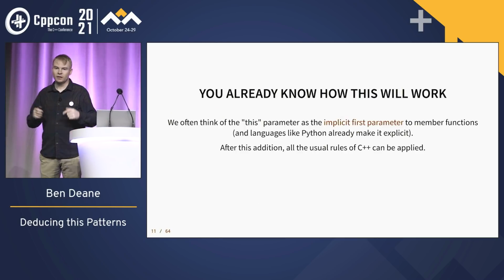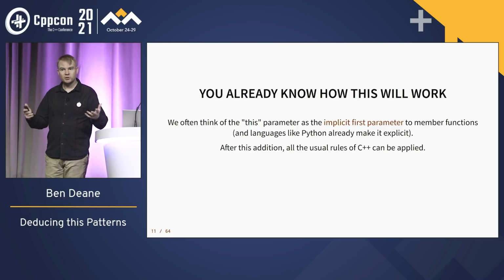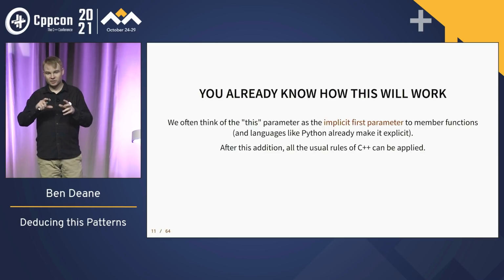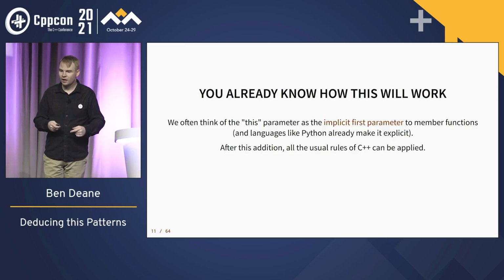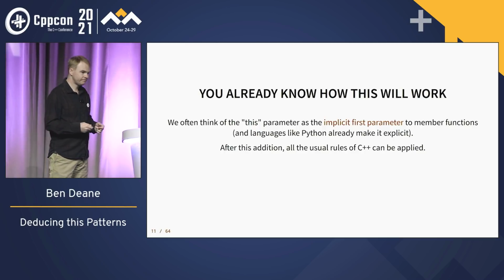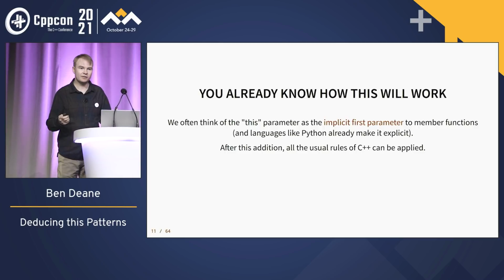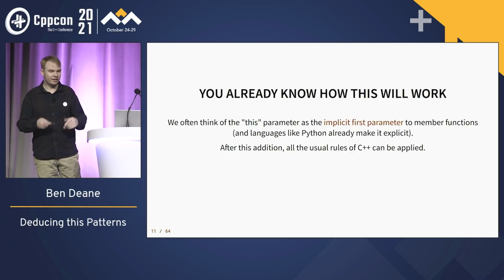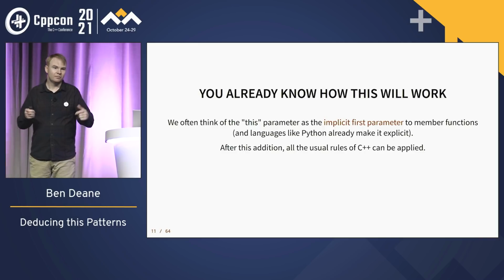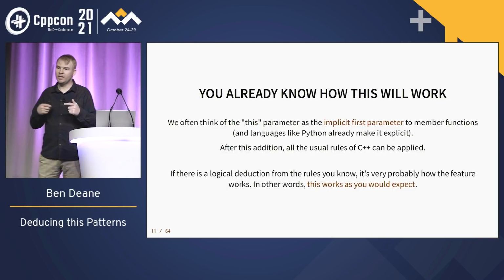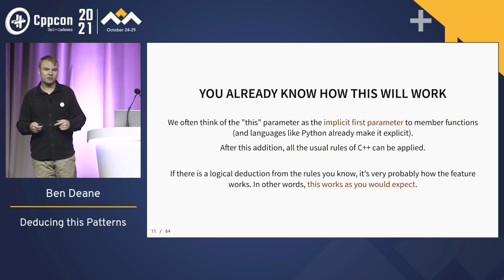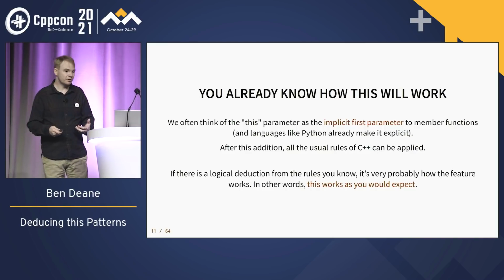The good thing about this feature is that you pretty much already know how it will work. It's a new thing that we added, but all the other rules of C++ that you know and love, or know and don't love so much, but still know, can all be applied. C++ spent about 40 years hiding that first argument, this argument. Making it explicit turns out to be kind of good. If there's a logical deduction from rules you already know, it's very probably how this works.